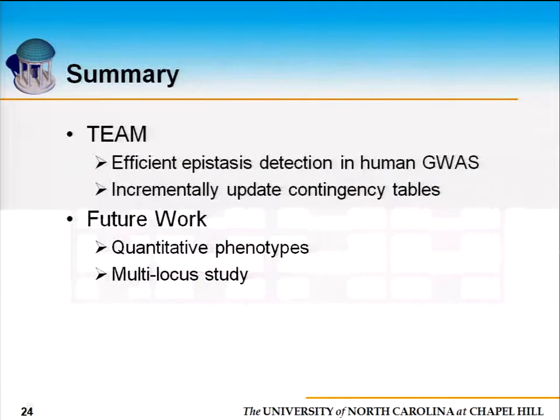In summary, we have epistasis detection in human GWAS, and we developed an efficient algorithm. The idea of team is basically that we use the incremental updating process to compute the table. For future work, we focused on binary phenotypes in this study, and in the future we will extend to quantitative phenotypes, which is very important. We would also like to extend to eQTL studies, and to multi-locus studies because there may be multiple interactions among SNPs.